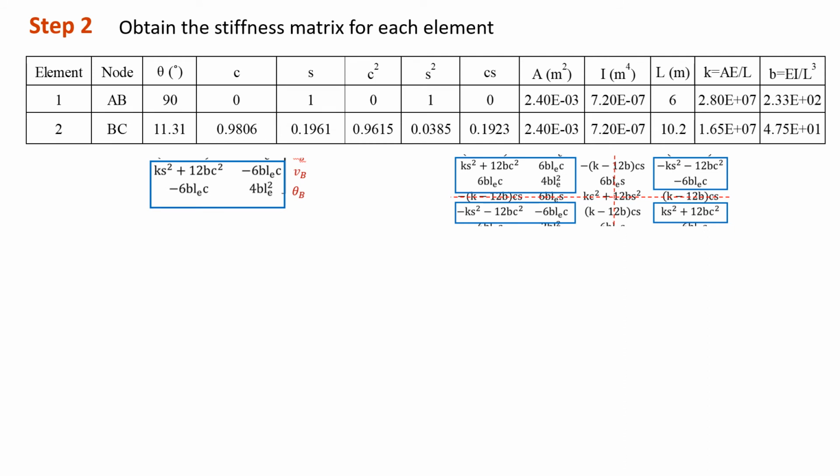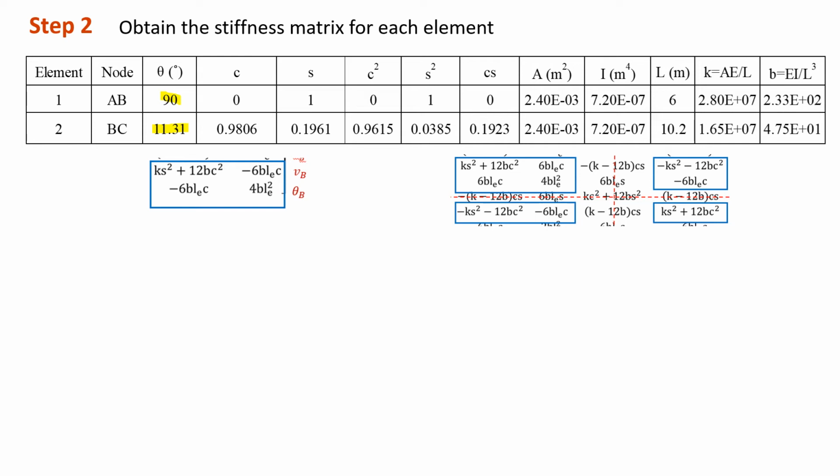Next, similar to the previous example, we need to identify those important parameters in the table so that we can solve for the A, the I, the K, and the B, as well as the theta. The theta depends on how you connect the element. For example, in this case, element 1 is A to B, so our theta is equal to 90 degrees. For element 2, we connect it from B to C, and our theta is 11.31. For the rest, we just need to apply C equal to cos theta, S equal to sin theta, and so on.